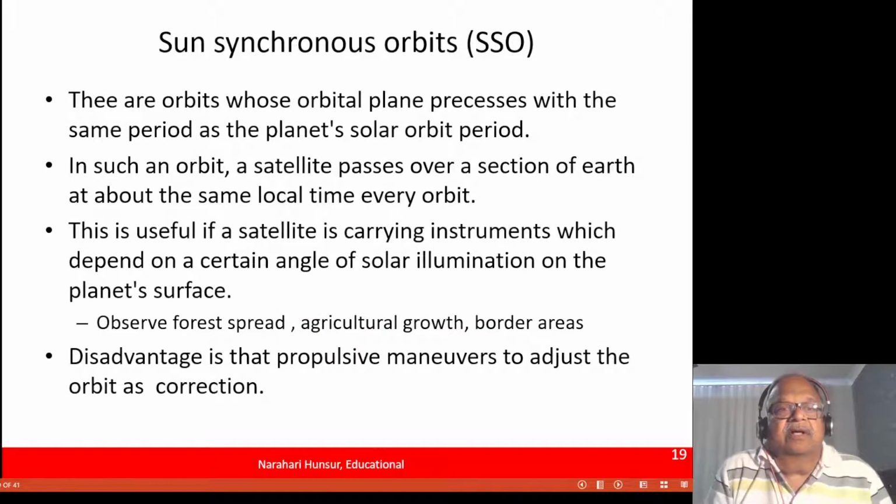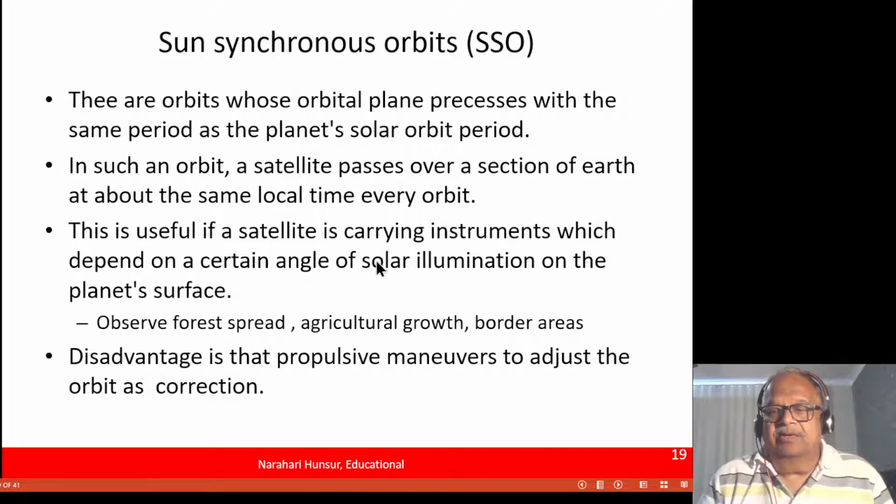There's another type of orbit which is also used. This is called sun synchronous. Basically, you take a picture of a spot on Earth at exactly the same time every day. So if it is passing over Bangalore at 2 o'clock in the afternoon, it will keep passing over Bangalore at exactly 2 o'clock in the afternoon, day after day. The advantage of this is it can take pictures at the same angle and the same solar illumination on the surface. So this is very useful if you are looking at forest spread or agricultural growth or even border areas.